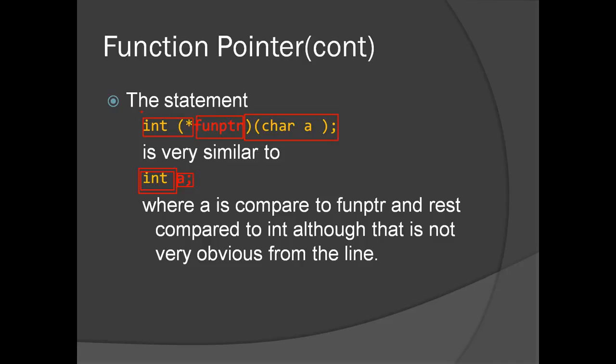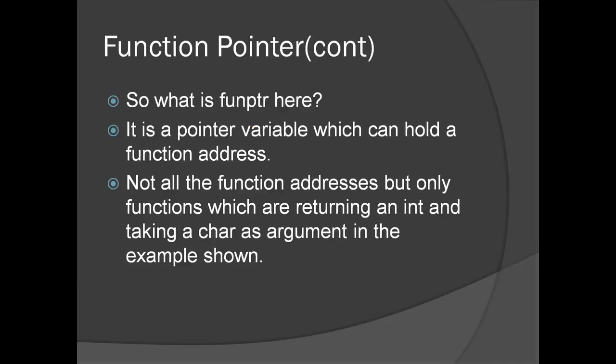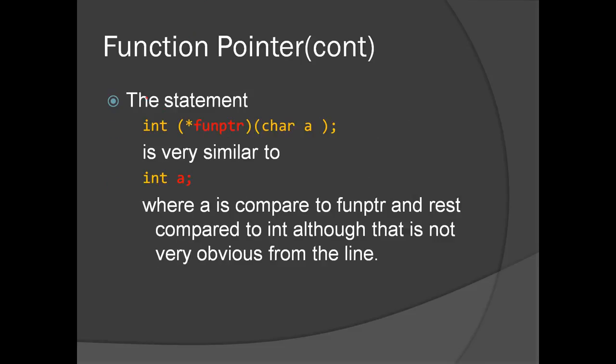This entire statement. In the previous example, what is funcptr here? It is a pointer variable which can hold a function address, as we discussed. Not all function addresses, but only functions which return an integer and take a character as argument. So in this example, this funcptr can point to only functions which return an integer and take a character.